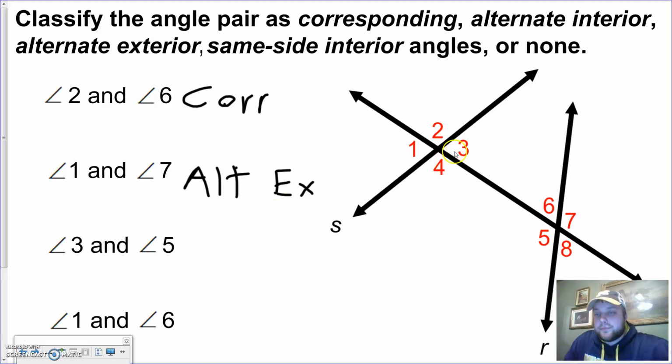3 and 5. 3 is here. 5 is here. They're alternating. They're not on the same side of this transversal, so they're alternating. And I am thinking they're on the inside. They're in between the two lines. So 3 and 5 would be alternating interior.